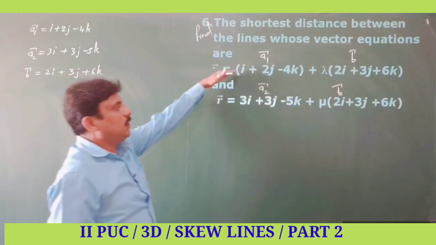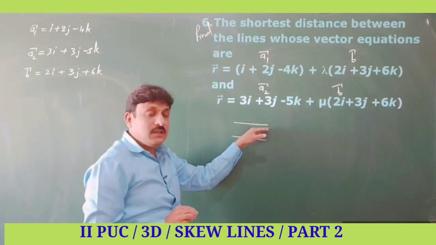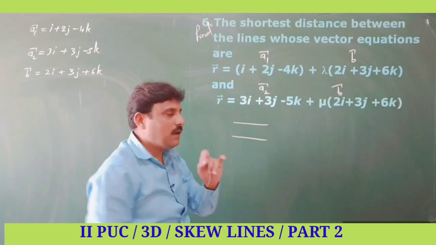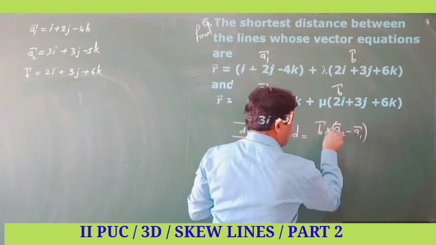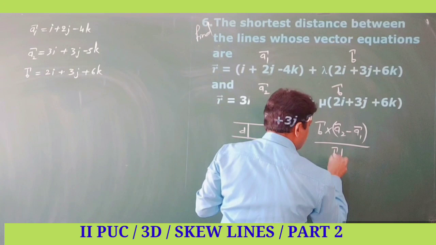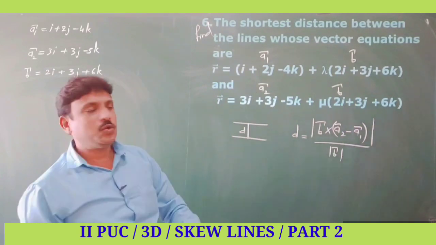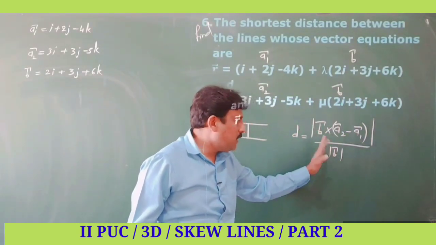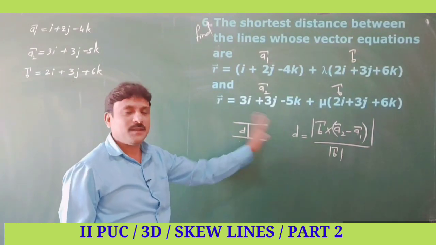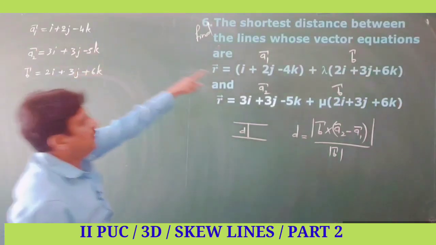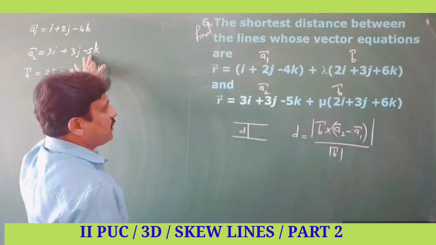So that means the two lines are parallel. The two lines are parallel means these two lines are not skew lines, parallel. For parallel distance, we have the formula D equals magnitude of B cross A2 minus A1 divided by magnitude of B. This is the formula, it is magnitude. So, magnitude of B cross A2 minus A1 divided by magnitude B. This is the shortest distance between parallel lines.